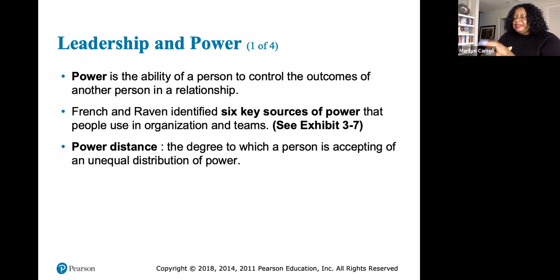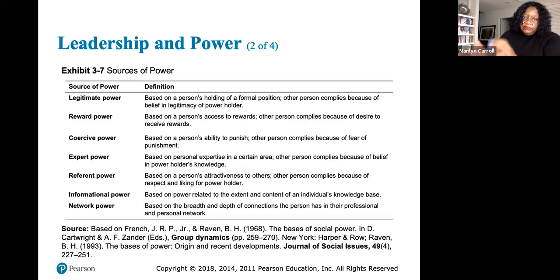Now let's talk about leadership and power. Power is the ability of a person to control the outcomes of another person in a relationship. French and Raven identified six key sources of power that people use in organizations and teams, and I'm going to go over that in Exhibit 3.7. Power distance is the degree to which a person accepts unequal distribution of power. So let's talk about sources of power.